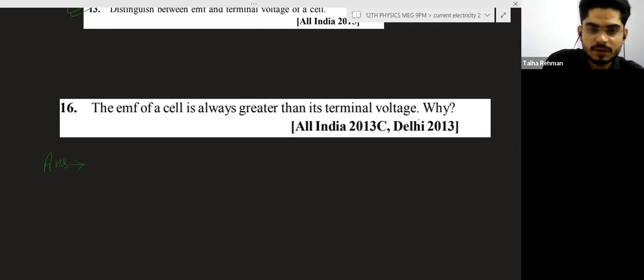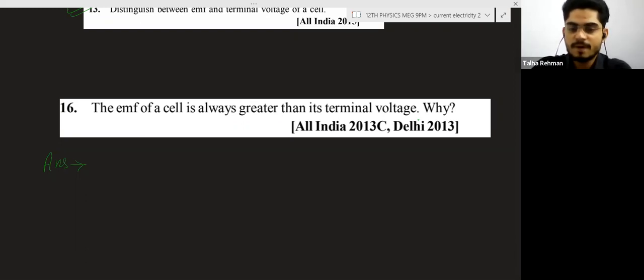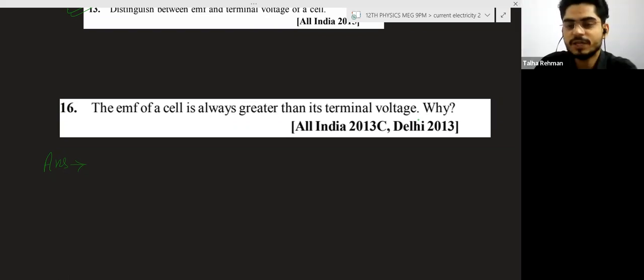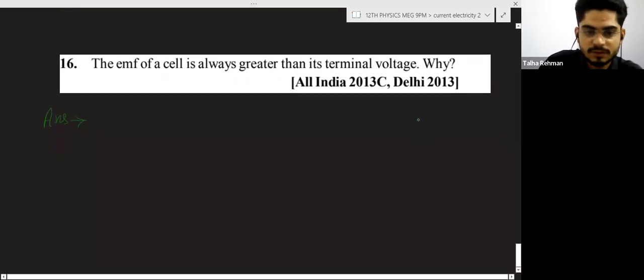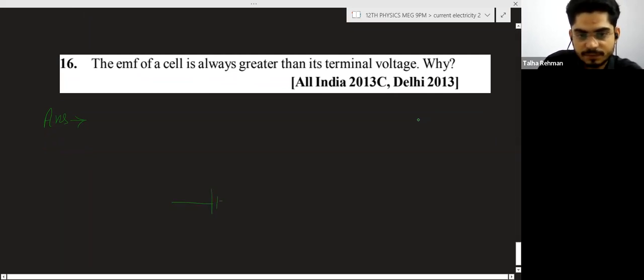See. Actually, this question, I will not say this question is incorrect, but this question is incomplete. Why or why not they have to give means, okay, just listen and then you will understand. I am explaining it with you, some example. Suppose you have a cell. And we know that cell has the internal resistance. Suppose you have a cell of EMF E, internal resistance r.